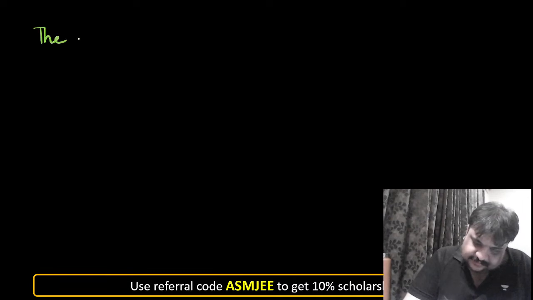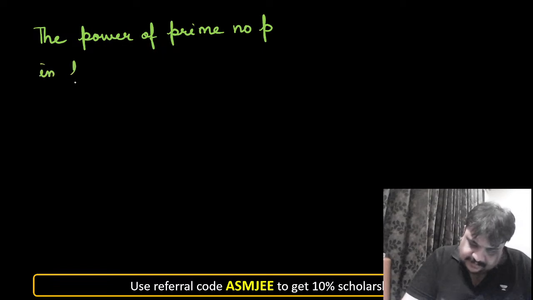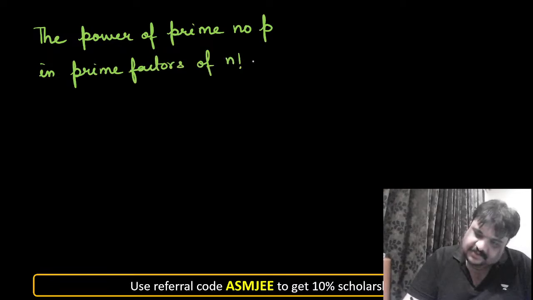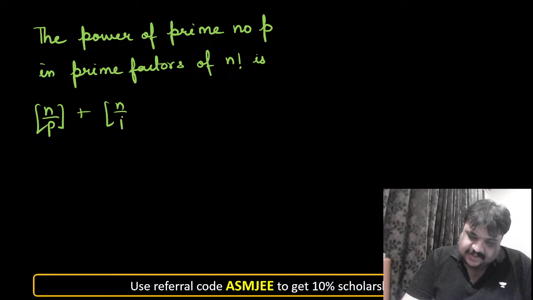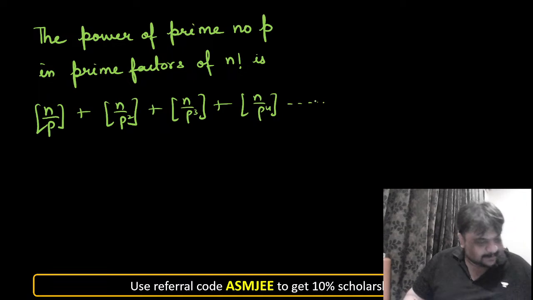The power of a prime number p in the prime factorization of n factorial is n by p box, n by p square box, n by p cube box, n by p raised to 4 box, and so on. Yes, yes, yes.